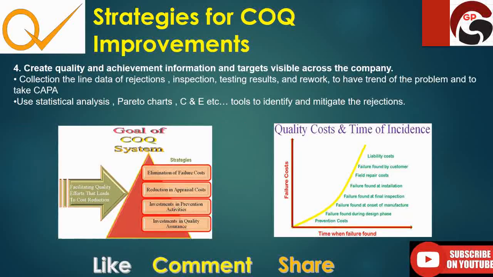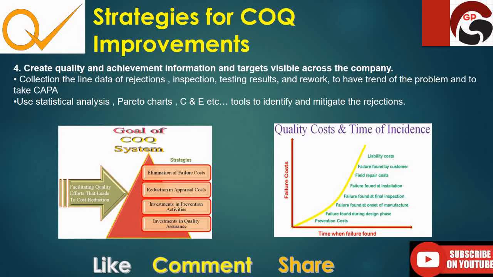Create quality and achievement information and targets visible across the company. Maybe on the shop floor, you can display the line data of rejections, inspection, testing results, and rework to have a trend of the problem and to take corrective action and preventive action. Use statistical analysis like Minitab software if you have, or you can use pre-control charts, SPC, Pareto charts, cause and effect diagram, 7 quality tools, brainstorming. So these tools help to identify and mitigate the rejections.